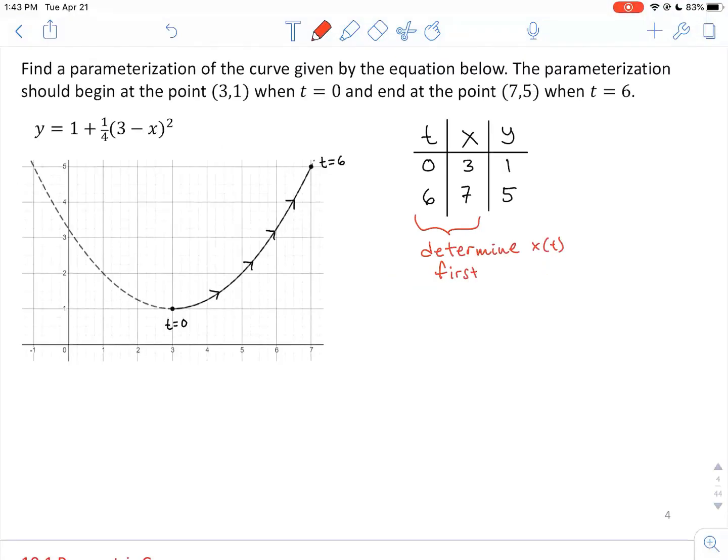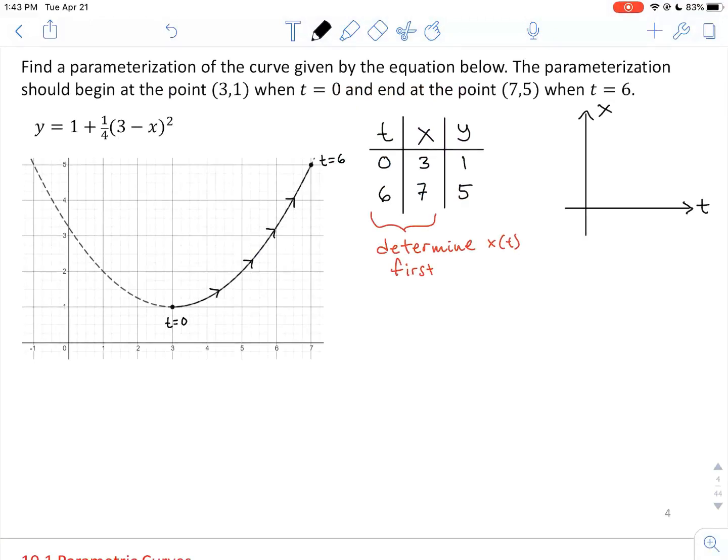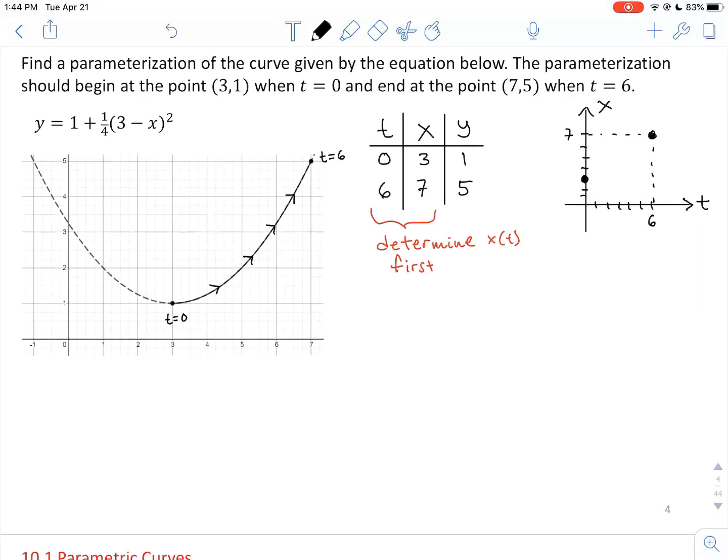You can do a visual of this if you'd like. You can create a t against x graph. x is now the vertical axis and t is the horizontal axis. At time 0, we want x to be 3, and at time 6, we want x to be 7. So I want to find a function that connects these dots, and I want x to increase from 3 to 7 as time increases. There's lots of ways you could do this. You can come up with pretty much any curve you want that connects these, where x is getting bigger as t is getting bigger. But the most straightforward way is just to find a linear one, to go straight from this point to that point.